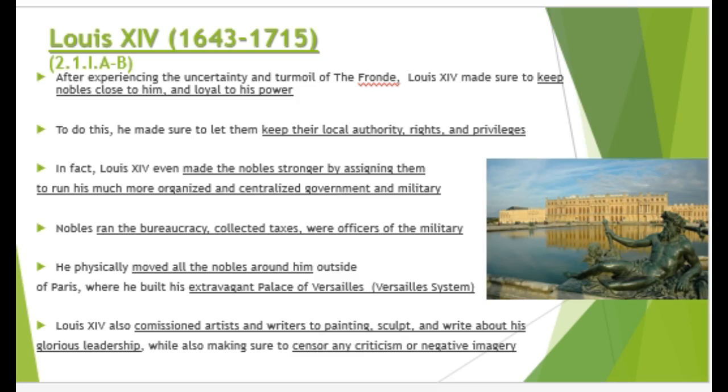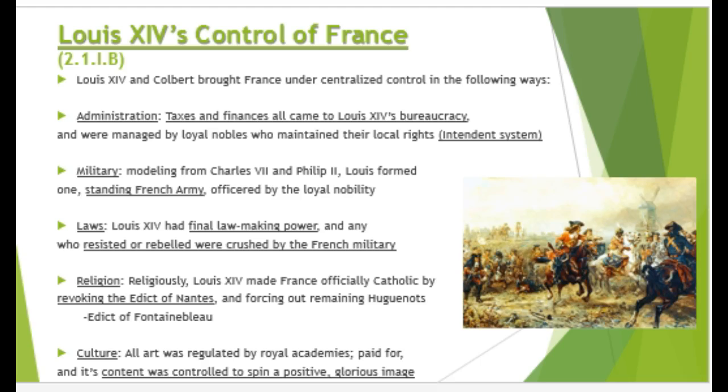But he also commissioned artists and writers and painters to sculpt and write about his glorious leadership, and painted glorious images of him showing his power. And it's one of the reasons why they call him the Sun King. Everything revolved around him in his government, in his palace. And also he made sure to censor any criticism or negative imagery.